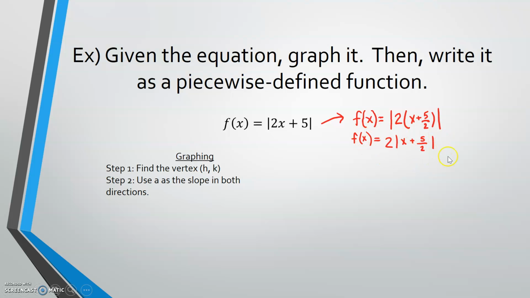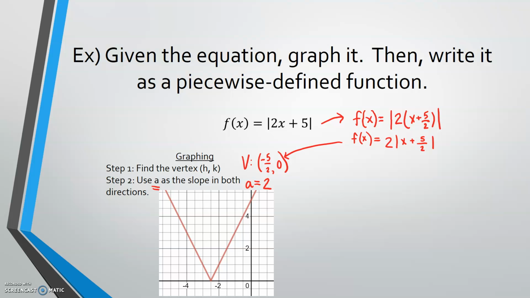Right, and so based on this equation, now I can find my vertex. It's the opposite of this number, right? This is a left shift, so that'd be negative. And then it's the same as this number you're adding out here, which there is none, so I wouldn't have an up or down shift, so that'd be 0. So my vertex would be negative 5/2 comma 0. And my a value that I'm going to use for my slope is going to be 2. And so I would plot my vertex, and then I would go up 2 over 1, and that's how I can get this graph. All right, just so you can see it, that's the up 2 over 1 that I was talking about. You just have to go in both directions, and that's what can form those lines.